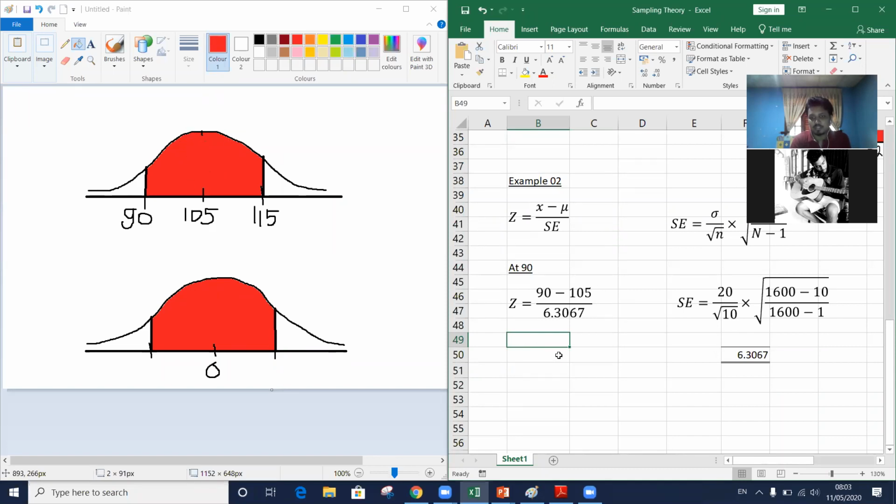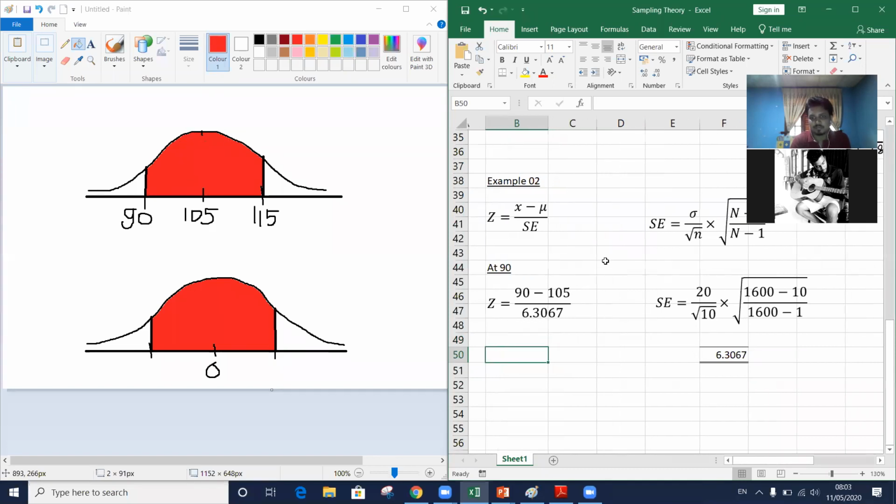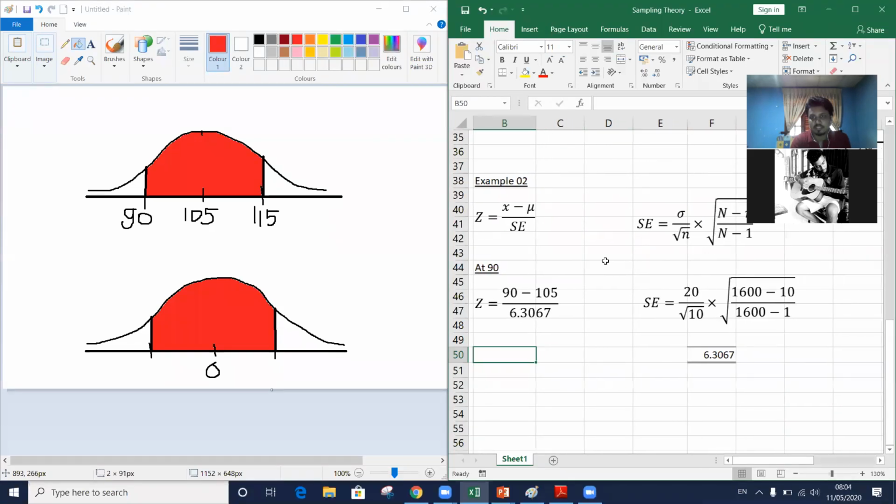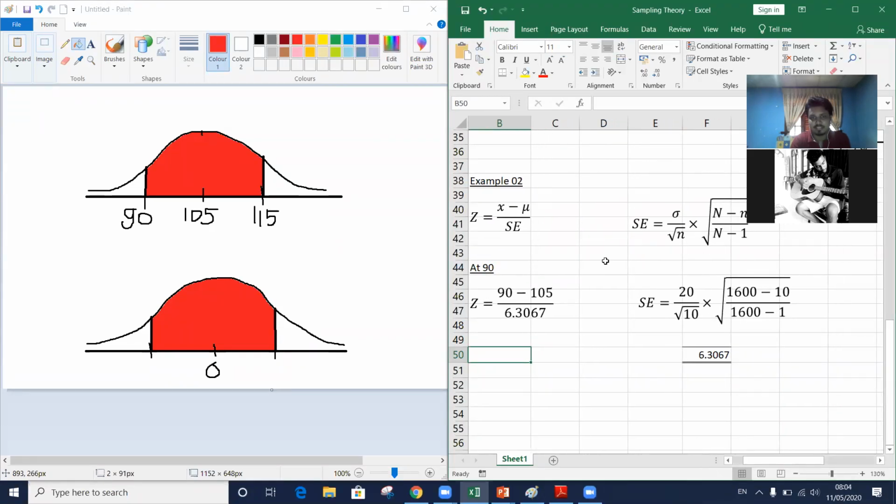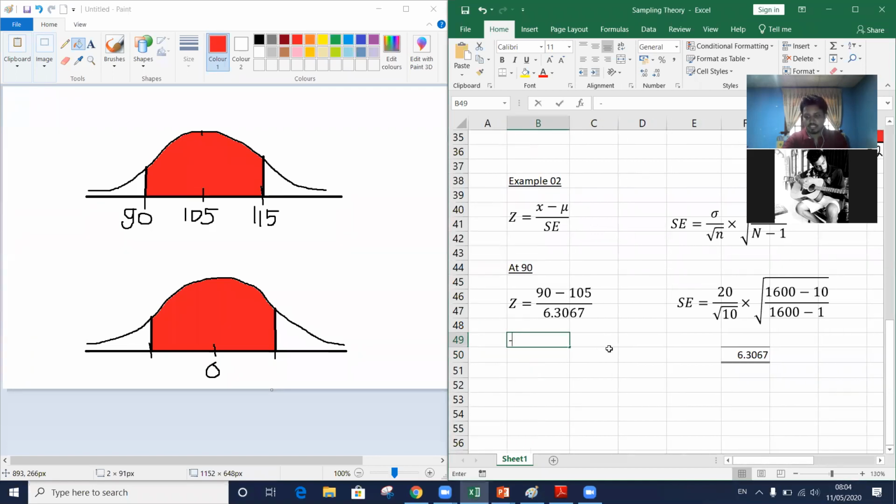Right. So what should be the value here? Here. Minus 2.378. Right? Minus 2.378. Yes.